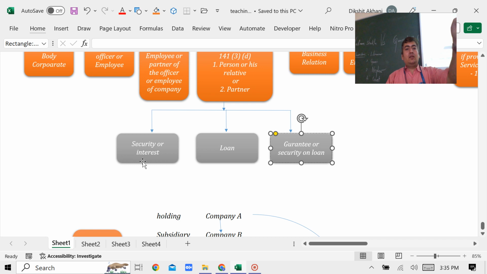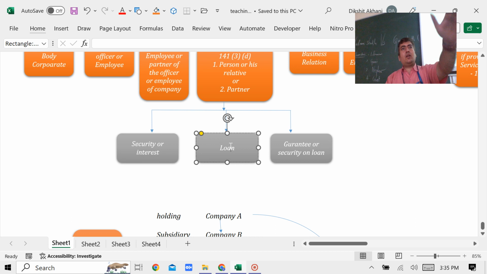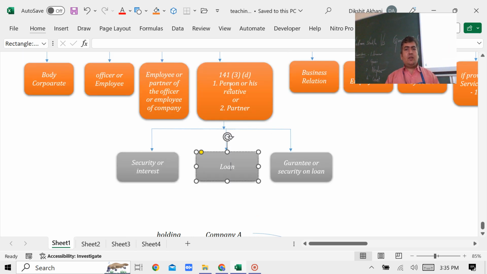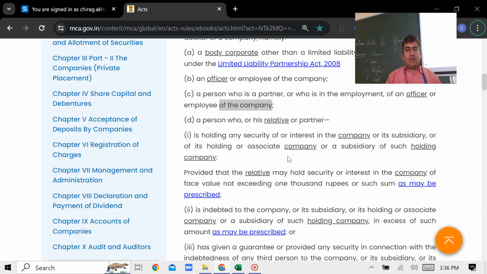If the auditor is holding what? Security. If the auditor has taken a loan, or the word that is written over there, indebtedness. Taken some loan, either the auditor himself or his relative or his partner. I want to tell you, they have clarified here.